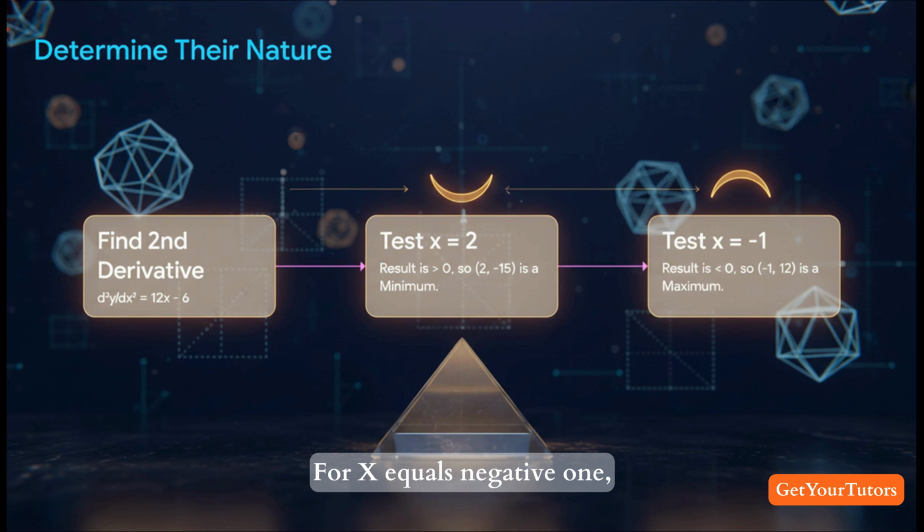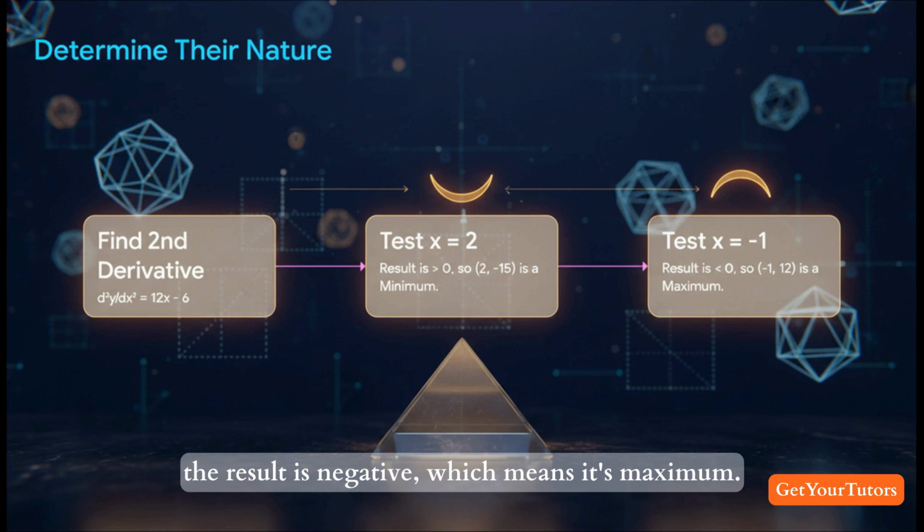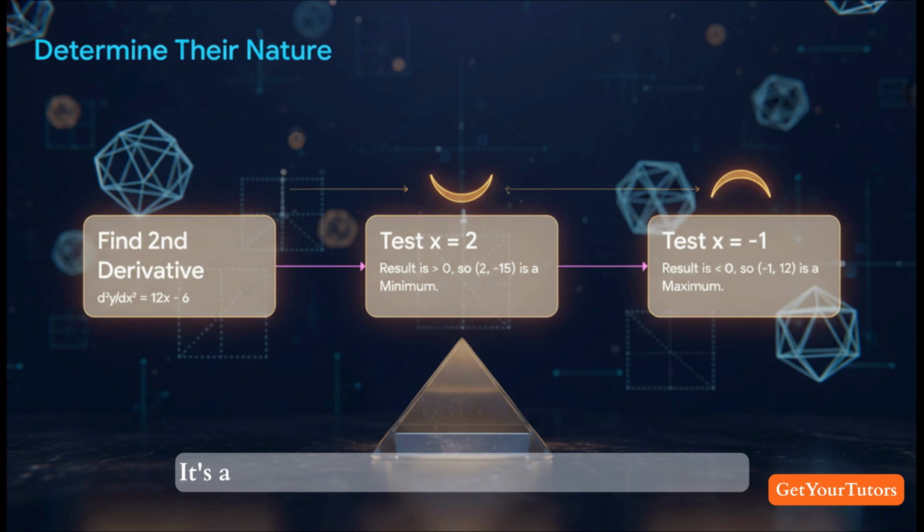For x equals -1, the result is negative, which means it's a maximum. Think of a negative frown shape. It's a fantastic tool that gives us the full story of the curve.